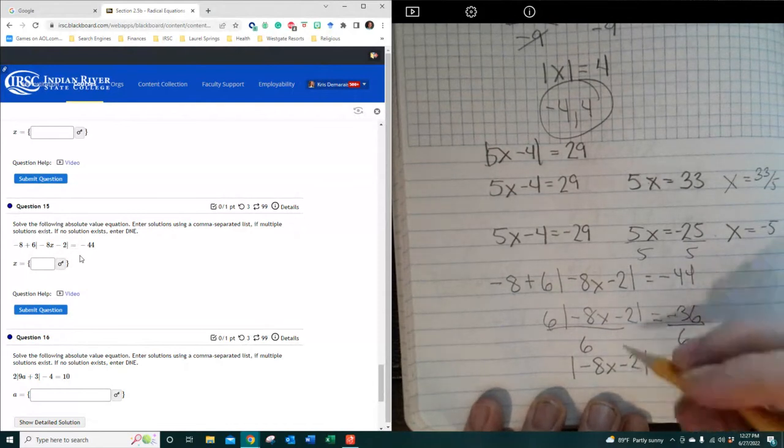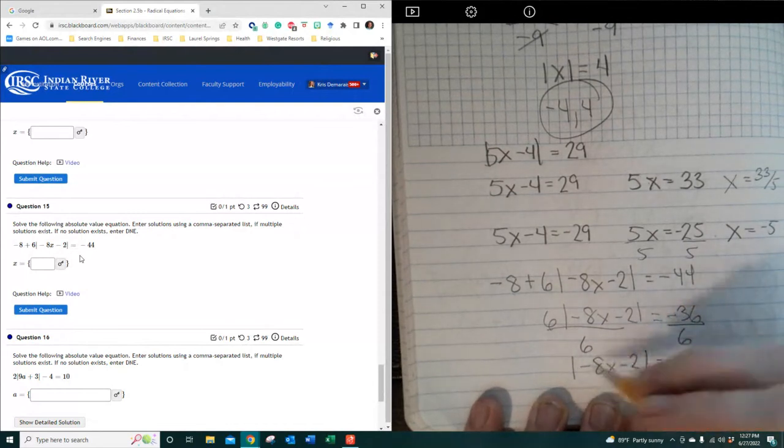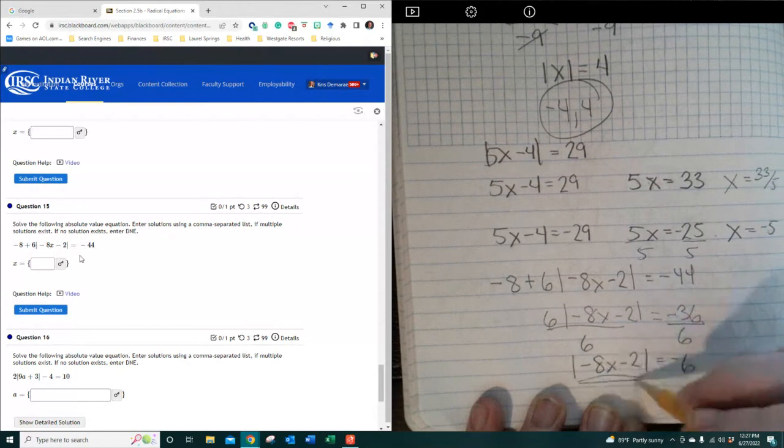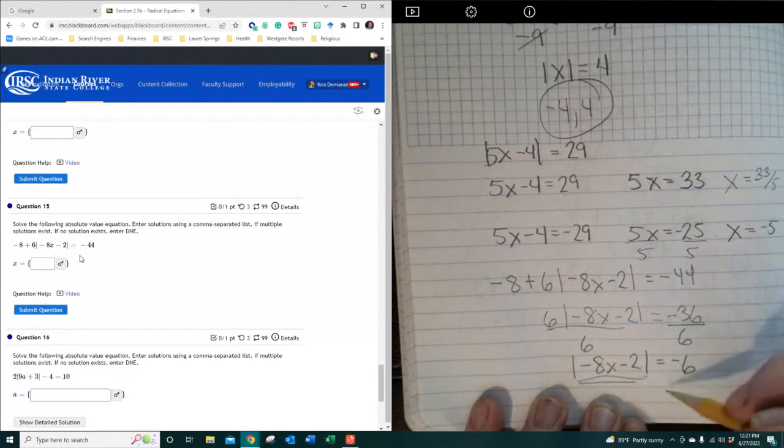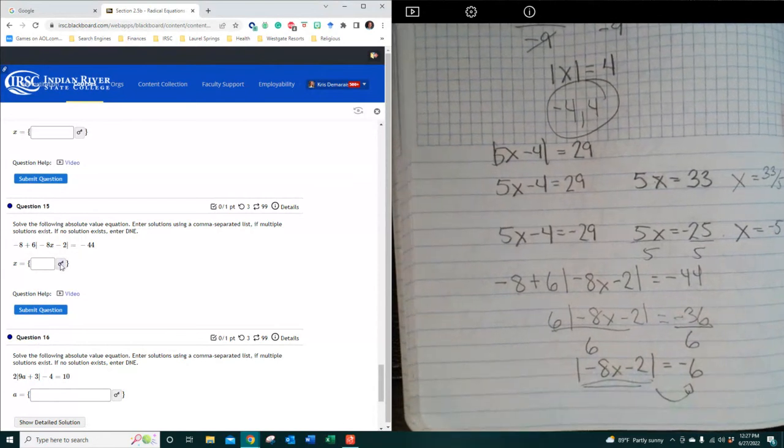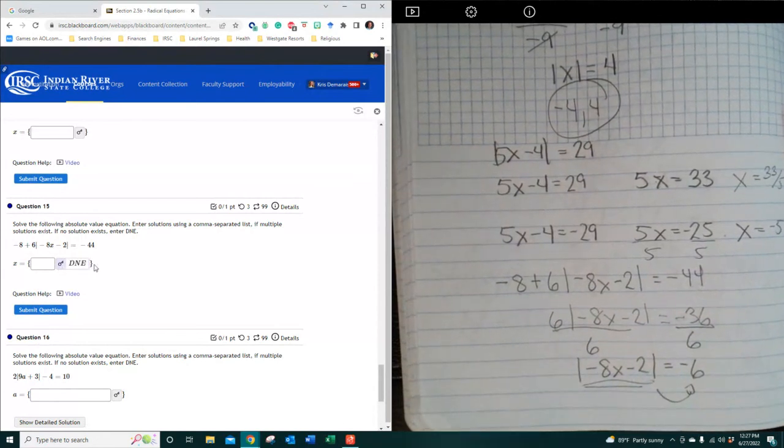All right. Now, I tell you right now, again, as I said before, that there's no such value that you can take the absolute value and get a negative 6 from it. So the answer does not exist. I'm not even going to bother completing this question. All right, does not exist.